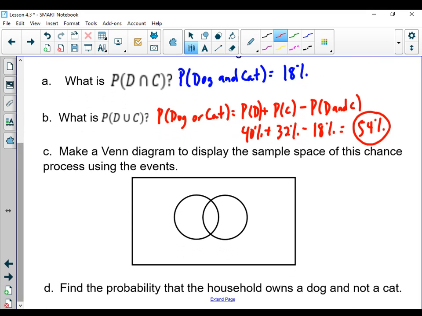We'll tie it all together here. How would I represent that with a Venn diagram? So I'd have a circle that represents the dog, a circle that represents cats. I always start from the inside out. So I'm looking at the intersection of those two things. So we said the intersection was 18%. Let me write that for you.